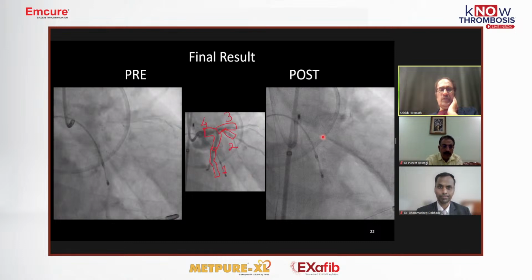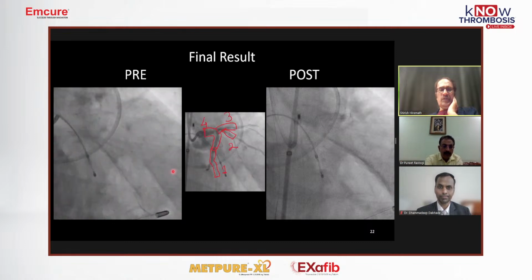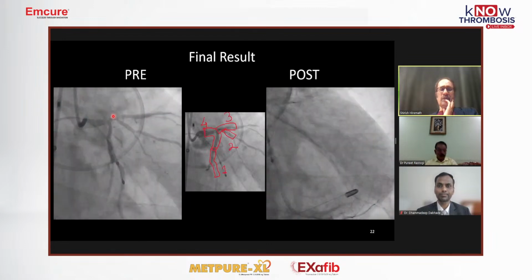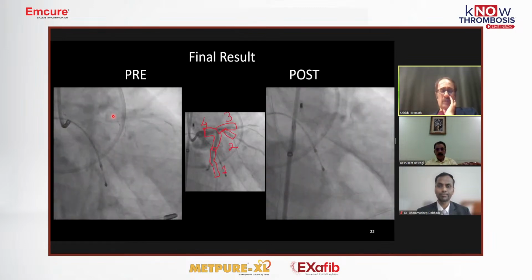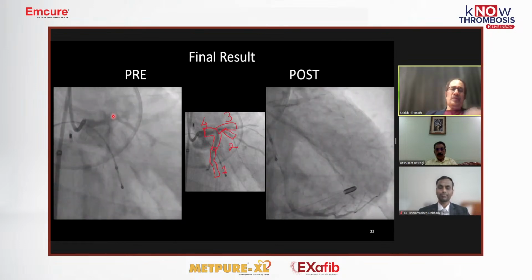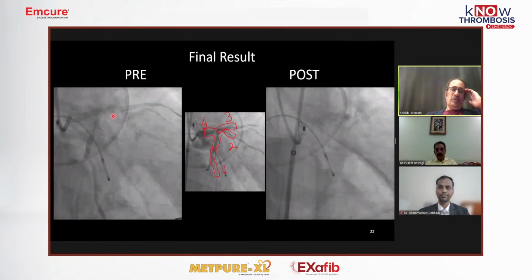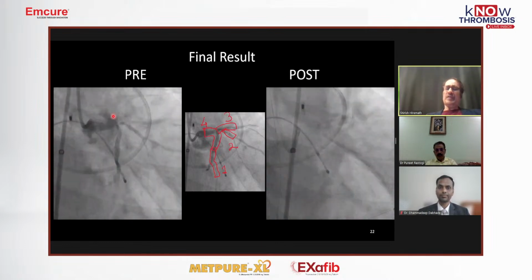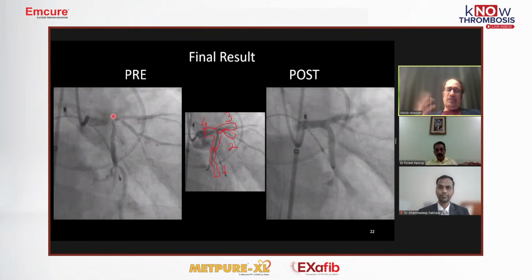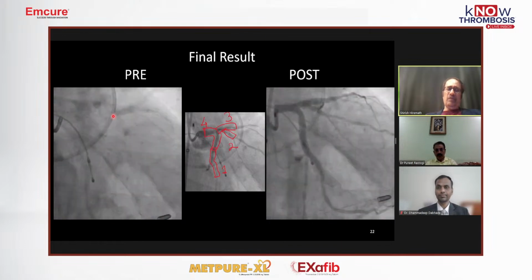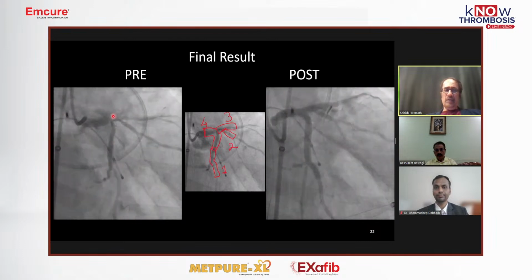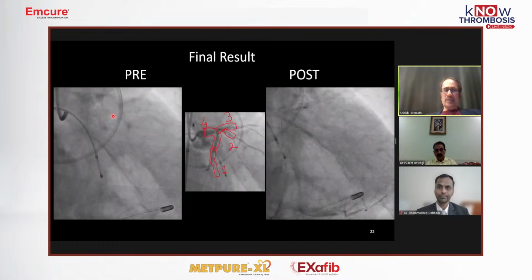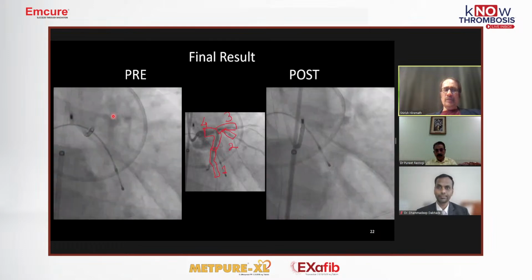This is pre. We did Rota to the LAD. Now you might think Rota was a wisdom because the patient was going into heart failure prior to the procedure. But the LV function was good. Heart failure was because of mitral regurg. So we had no difficulty in considering Rota. Could we have used IVL? Maybe next time.